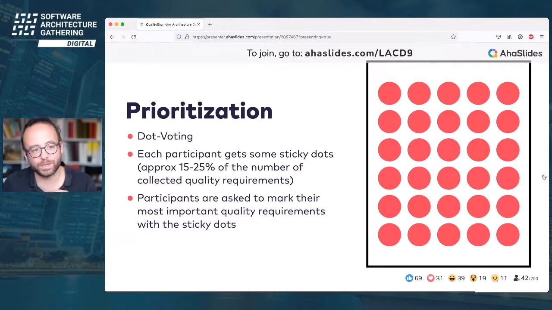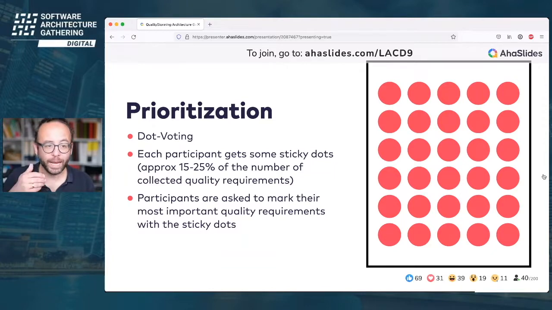So every participant gets, in this case, 15 to 25 sticky dots, and ask them, hey, please mark those requirements that are the most important ones for you. If you want, you can also put up to 2 dots on a requirement. If you say, hey, that's really important for me, maybe even up to 3. You need to play around with that. But please don't say, okay, you're allowed to put all of your dots on one requirement. I think that would be a little bit one-sided.